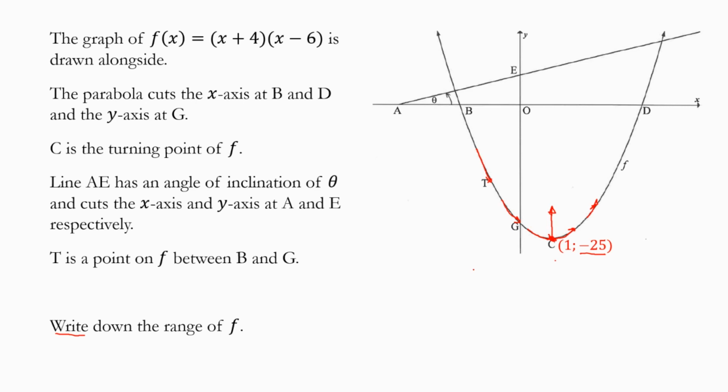So how do we represent that? We say y is greater than or equal to negative 25. Or we can use the interval notation and say y is an element of, with negative 25 included, and then up to infinity. Okay, so that's the range there.